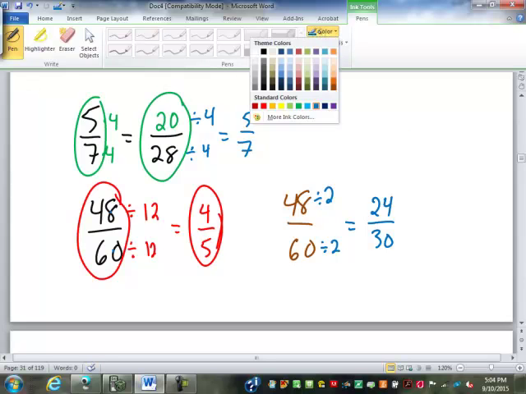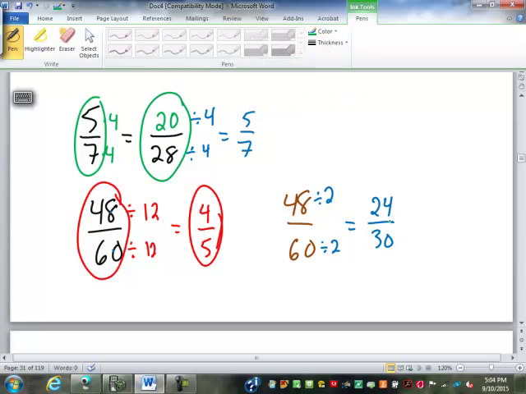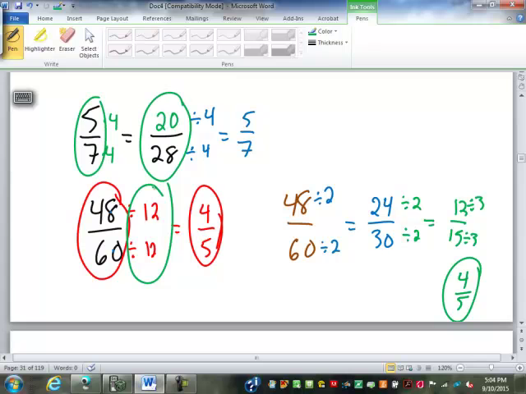Now that it's 24 over 30, it might be easier to see what else it can be divided by. Now it's a lot easier for me to see that both of those are divisible by 6. But even if not, I could see that they're still divisible by 2, which would be 12 over 15. And those are both divisible by 3, giving me 4 over 5. So I don't have to find that greatest common factor. It makes things a little quicker if I do. But all I really have to find is any common factor and divide. And then see if there's any more that I can divide by.